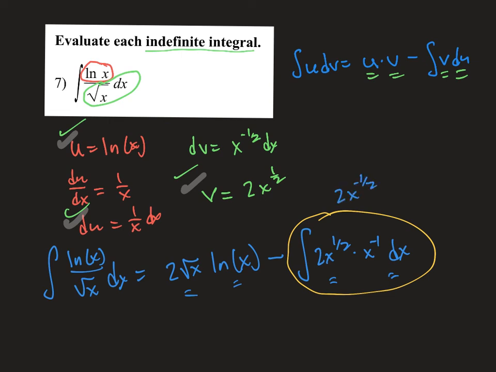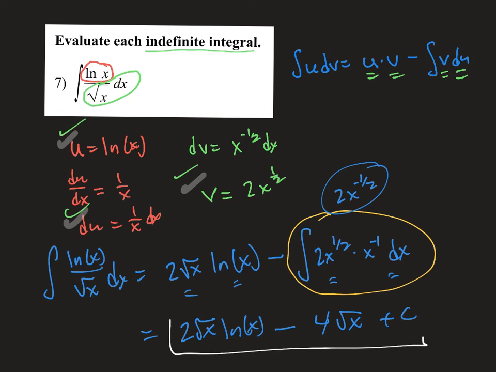And I'm going to do the antiderivative, which I basically already have done, except I got an extra 2 in here. So this is just going to be minus 4 square root of x, or x to the 1/2, and then plus c. So the final answer is this uv stuff that we had over here, and then the antiderivative of 2x to the negative 1/2 is 4x to the 1/2, which is just 4 square root of x. And so now we've got our solution here. 2 square root of x log x minus 4 square root of x plus c.